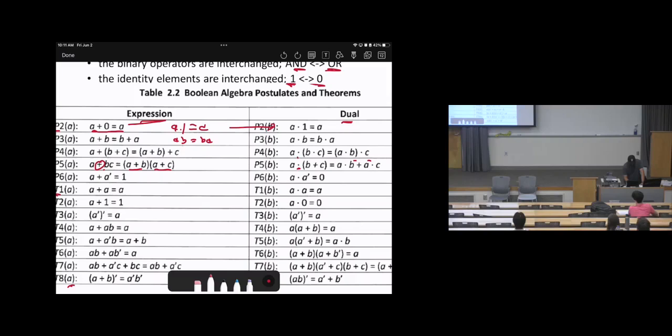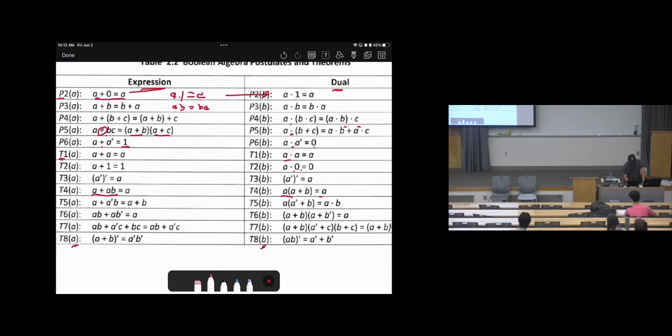A plus A bar equals 1; the duality: the plus will be multiplication, 1 will be 0. A plus A equals A, here A times A equals A; A plus 1 equals 1, A times 0 equals 0. They are all based on the duality. A bar bar will be A, then A plus AB equals A, here A times (A plus B) equals A, and so on. A plus A bar B equals A plus B, A times (A bar plus B) equals AB. They are all based on the duality.